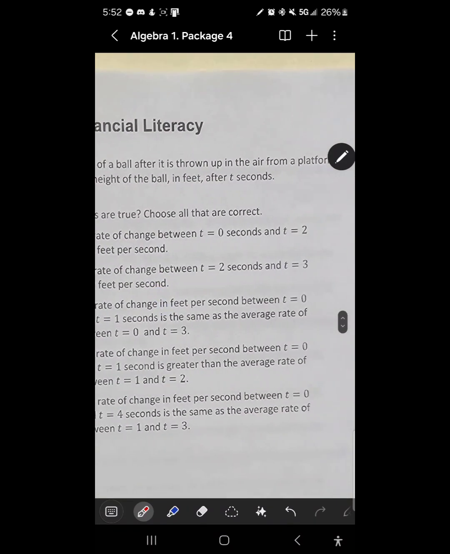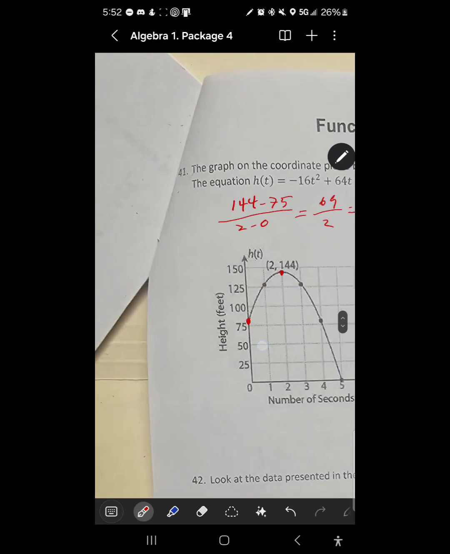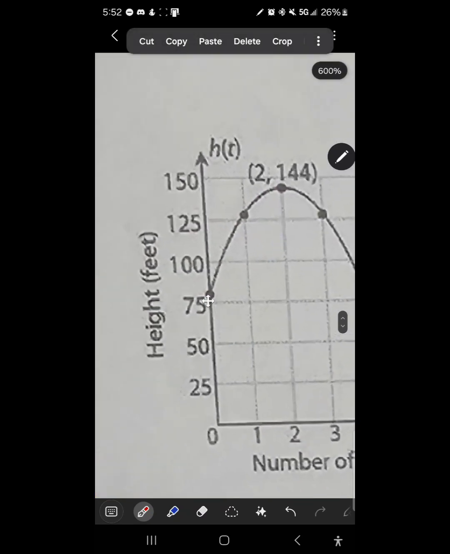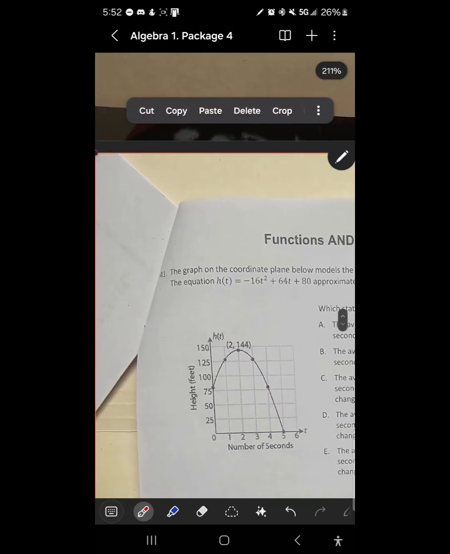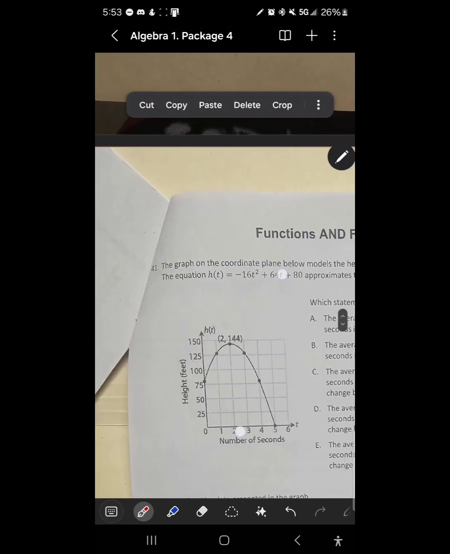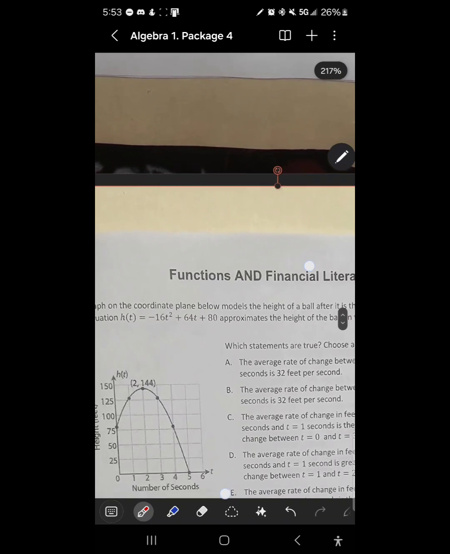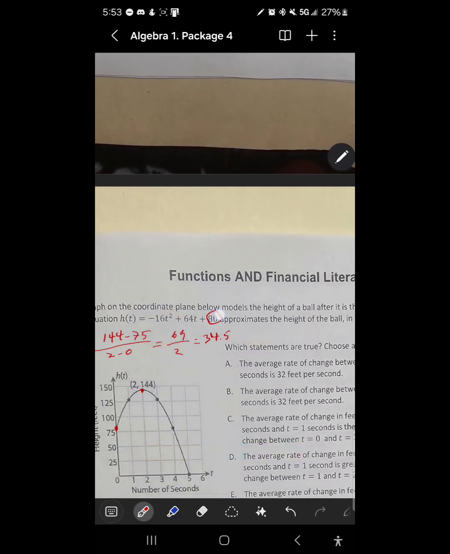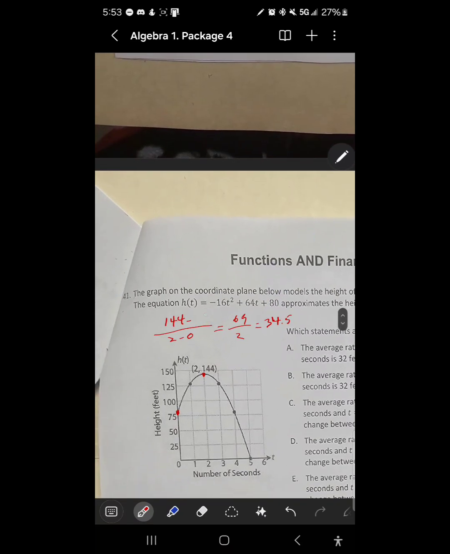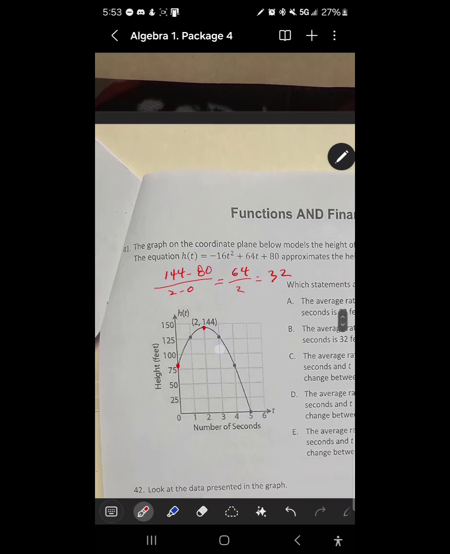Wait, maybe, yeah, this over 35. I think it's 80. Oh, yep, it's 80. And you know how I know it? Remember that this is the y-intercept because it doesn't have a variable. So let me change the value here. This is 80. This is going to become 64. And then this will be 32.